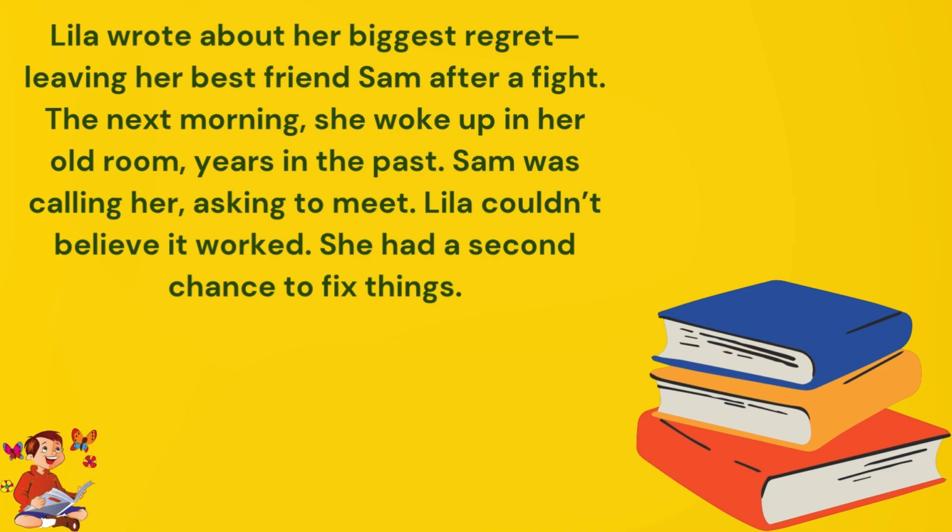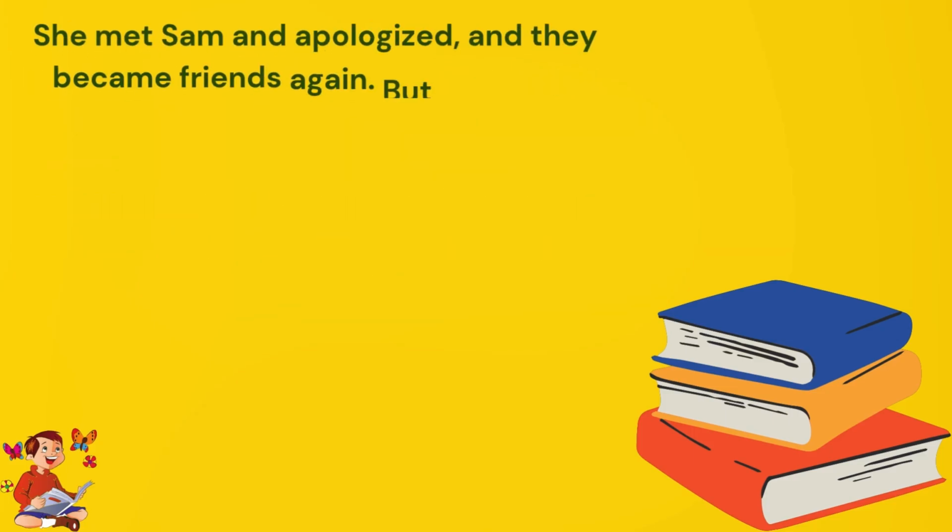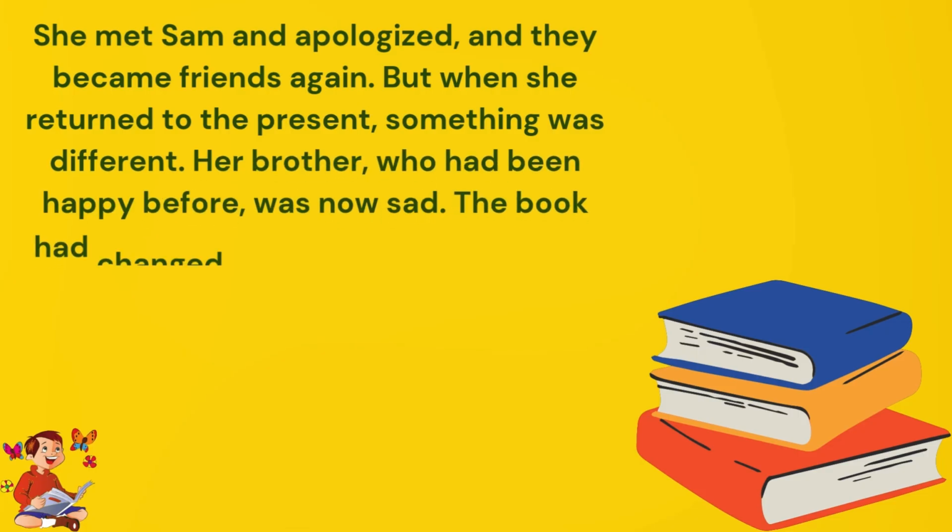The next morning, she woke up in her old room, years in the past. Sam was calling her, asking to meet. Lila couldn't believe it worked. She had a second chance to fix things. She met Sam and apologized, and they became friends again.